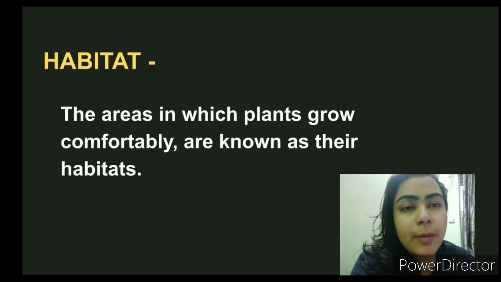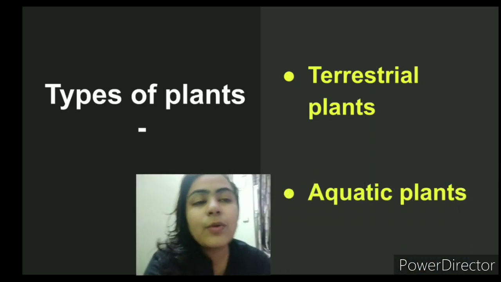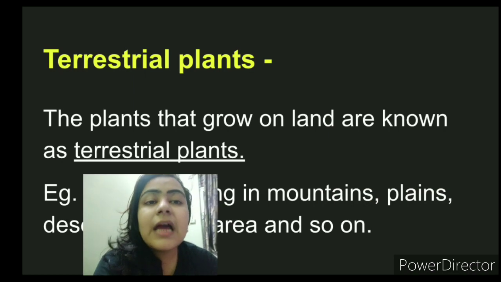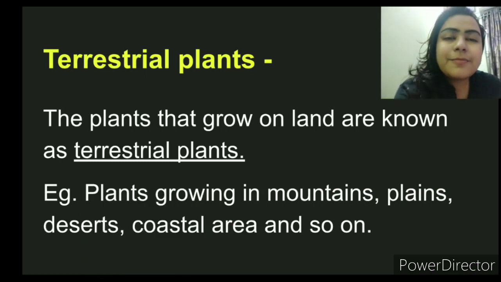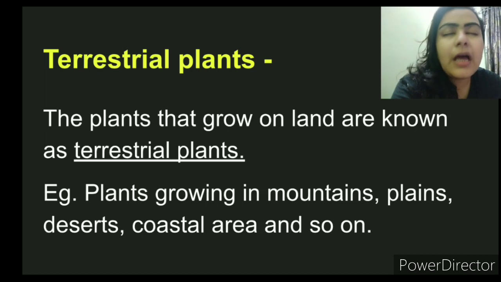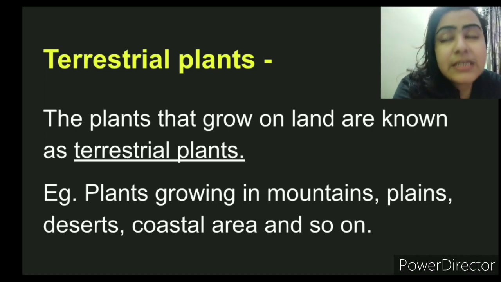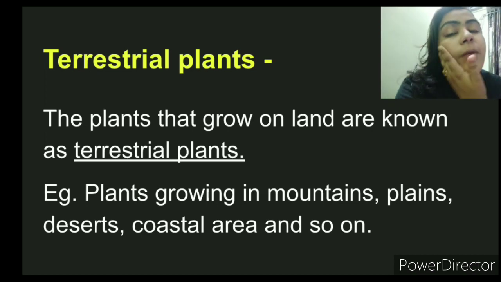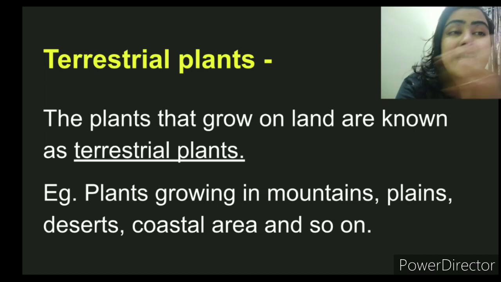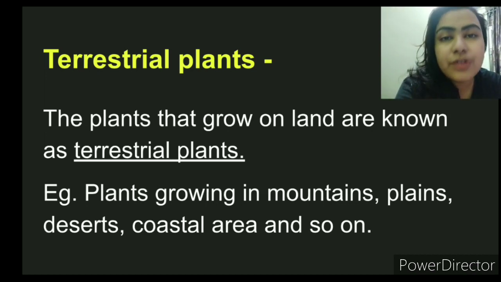Today we are going to talk about terrestrial and aquatic plants. Okay. Now, first of all, what are terrestrial plants? The plants that grow on land are known as terrestrial plants. When we talk about land, we can mean the mountains, the plain areas, deserts, coastal regions. Any kind of plant which grows on the land is known as a terrestrial plant.